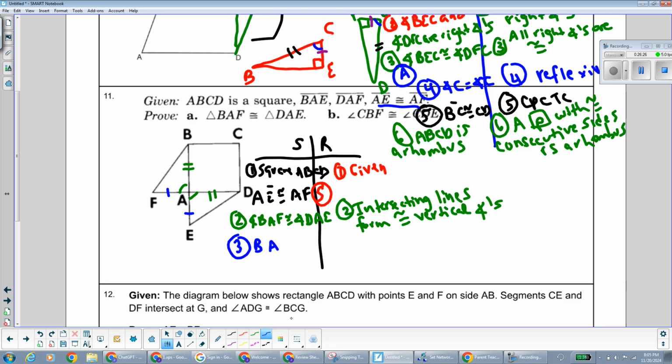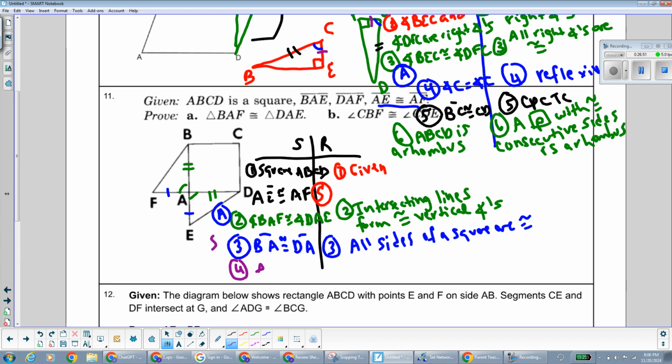And then we need our last side. So that was our A that we were using. So we have side and angle. Now we need our last side. DA is congruent to DA. And I'm going to put here all sides of a square are congruent. So now we have triangle, that was our last side, by the way. Triangle BAF congruent to triangle DAE due to side angle side.